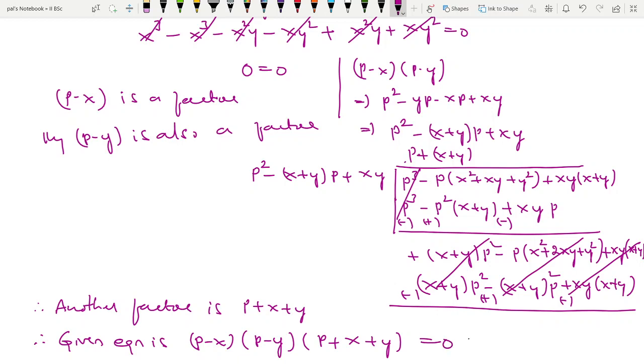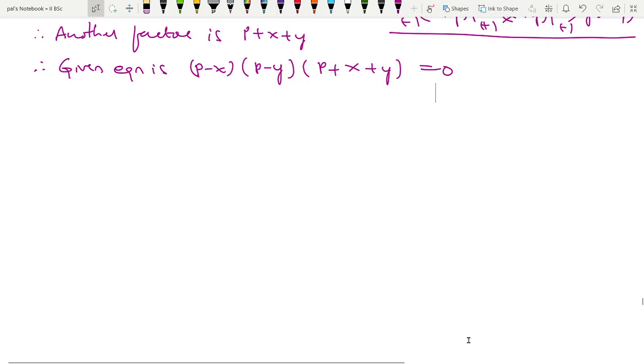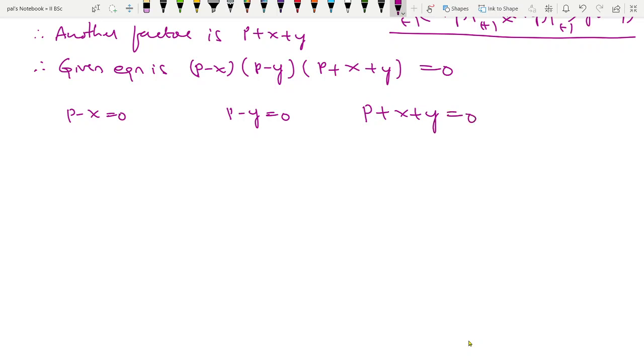So now you can write this as p minus x is equal to 0, one factor, p minus y is equal to 0, and p plus x plus y is equal to 0. So individually solve these three.